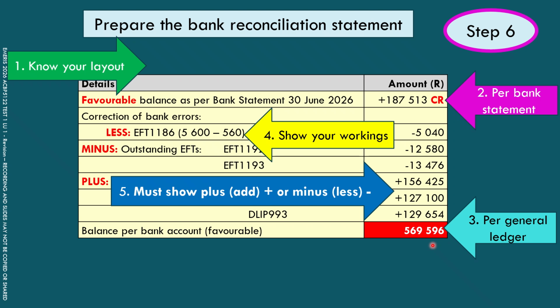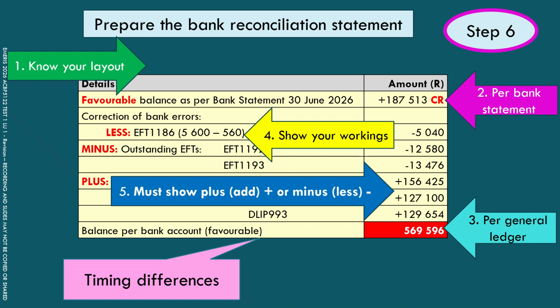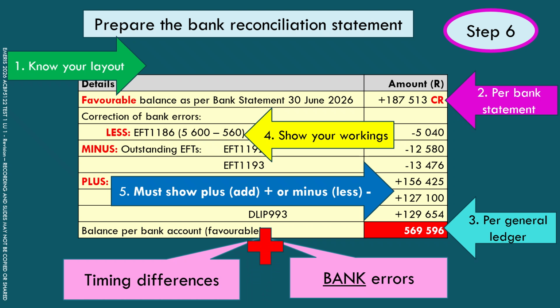You're going to show us the workings if you had to calculate any of the amounts, and you're not going to forget to show us clearly plus and minus. Students, it's not only the minuses that you need to be showing, but also the pluses. So we need to see both clearly on your answer. And then, of course, the only things that you will include on the bank reconciliation statement are your timing differences and bank errors.